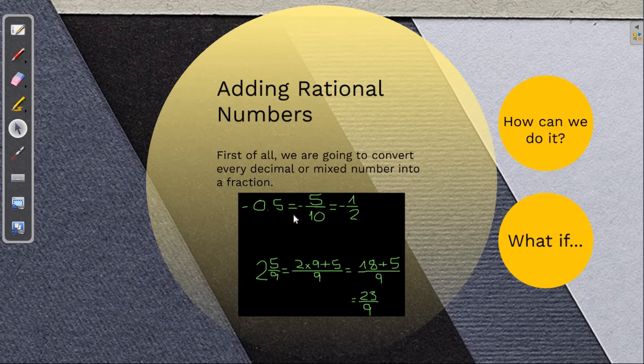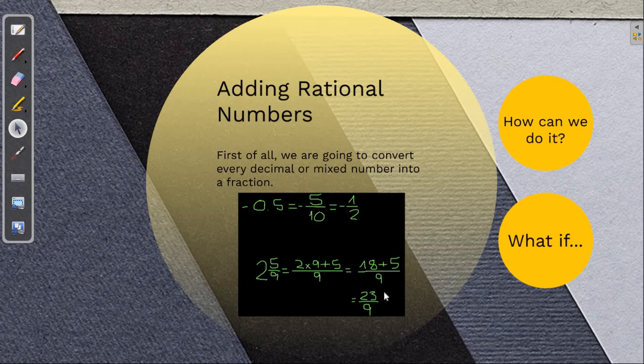For instance, here 0.5 is equal to 5/10. Why a 10? Because there is one decimal here, so there should be one 0 here. If we simplify 5/10, that gives you a half. Now the mixed number 2 and 5/9, how can I convert it to a fraction? You just have to multiply 2 times 9 plus 5, which is 18 plus 5, and the answer is 23/9.